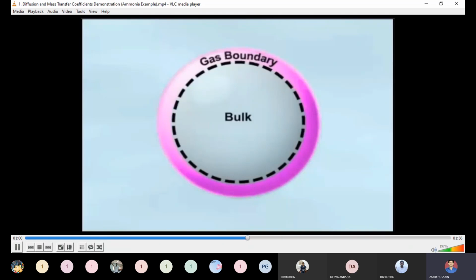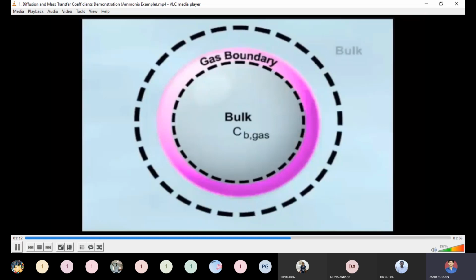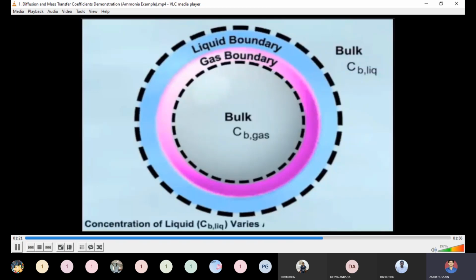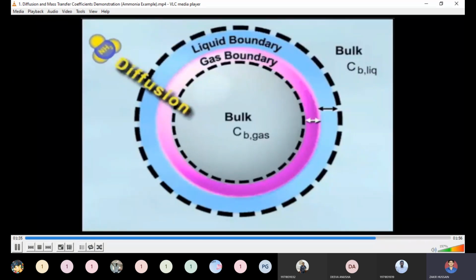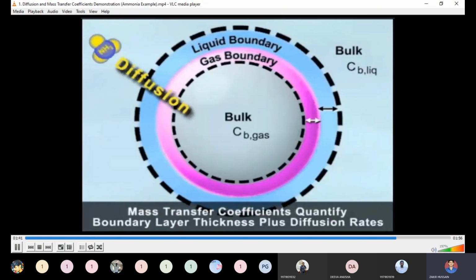the boundary layer near the interface. The concentration of ammonia is uniform in the bulk region, but varies across the boundary layer. We do the same thing on the liquid side by dividing the water into a bulk region and boundary layer. In the water, the concentration is uniform in the bulk region, but varies across the liquid side boundary layer. In order to accurately predict mass transfer rates, we need to be able to predict the thickness of the boundary layer and diffusion rates across the boundary layer. And we need to do this on both the gas and liquid side. The mass transfer coefficient will be used to quantify both of these effects.